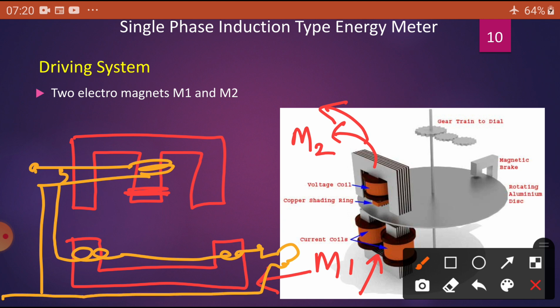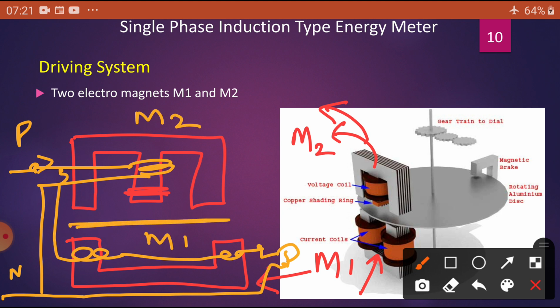That means whatever this upper magnet M2 is simply connected to the phase and neutral, connected in parallel. That is why we can say it's the pressure coil. The pressure coil is placed in M2 and now we can see this is connected through the load, the series coil. This is the M1. In between there is an aluminum disc, you can see this one. It has two electromagnets, one is M1 and another is M2.